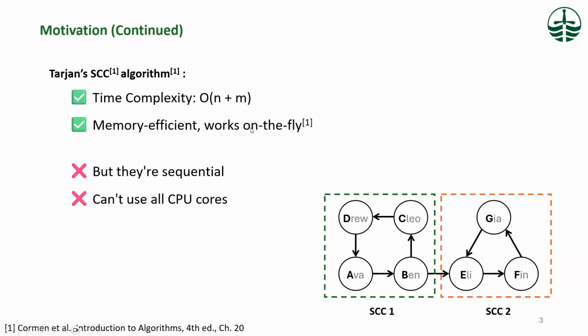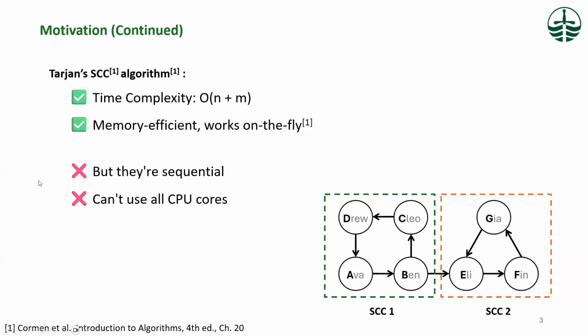Tarjan's algorithm is also memory efficient, because it doesn't store the entire graph in some big structure or big memory. It just works on the fly. Why can it work on the fly? For example, if the process starts from Ava and then goes to Ven, and then it looks for the neighbors like Cleo or Ellie, it uses DFS to find the next nodes, and it stores the data in a single stack and then gets back to Ellie. So that's why it has O(n) complexity for memory.